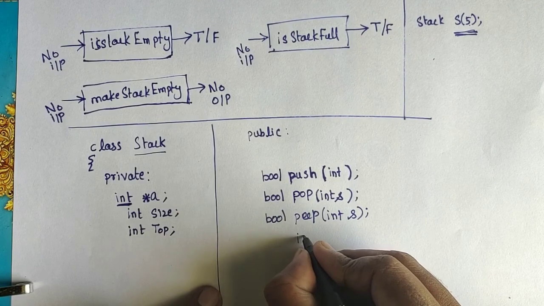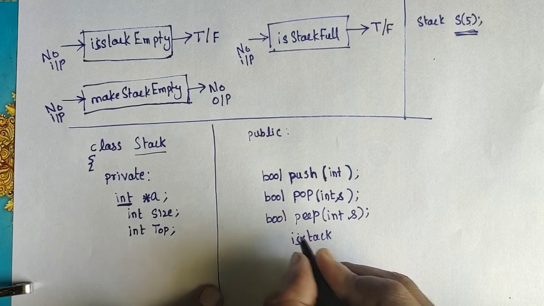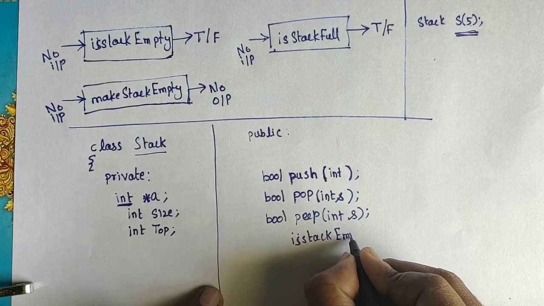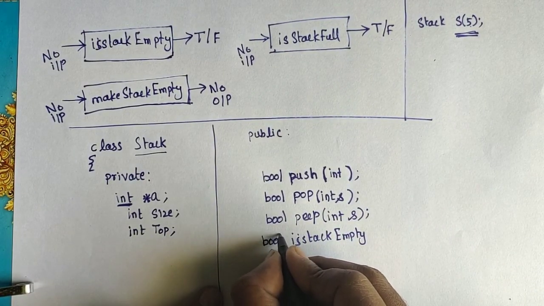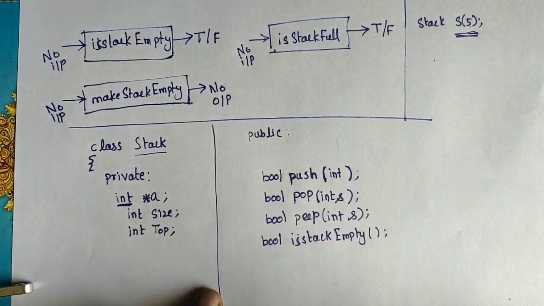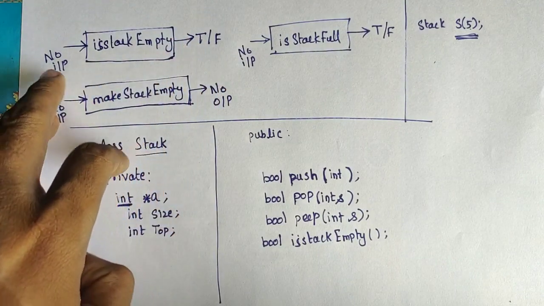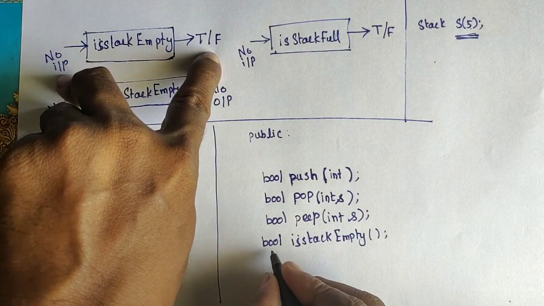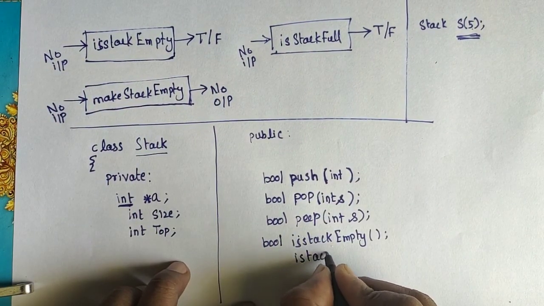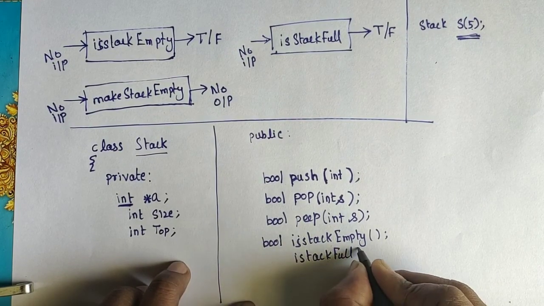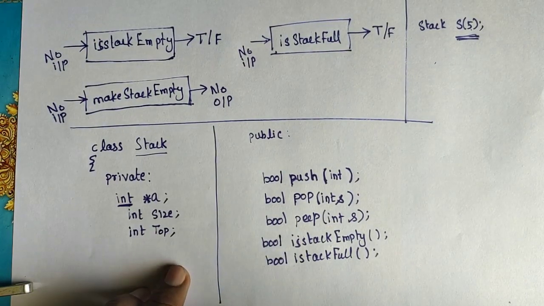The next is stack empty. Is stack empty? Here the output will be a boolean, true or false. There is no input and only one output. The one output is for success or not, and no input is sent. Similarly, what is stack full? For this also there is no input and a single output, whether true or false.